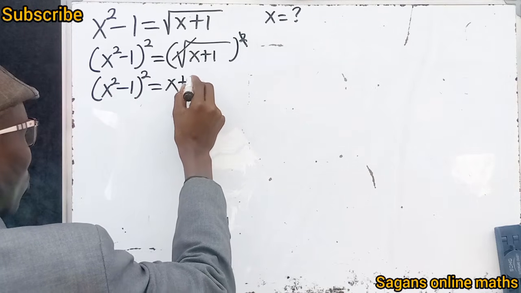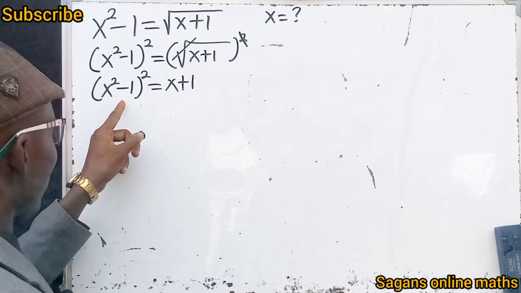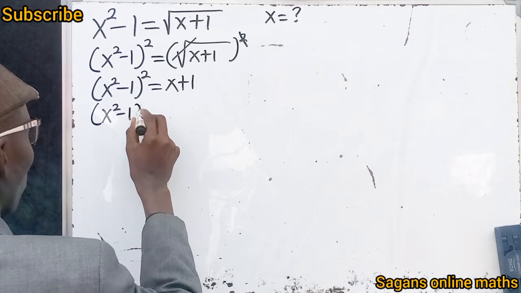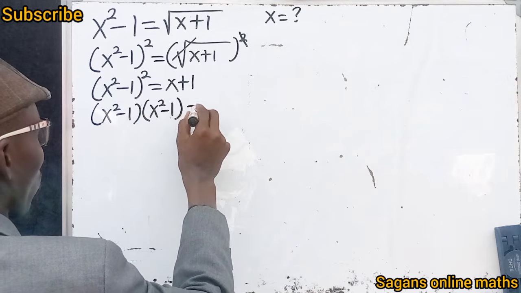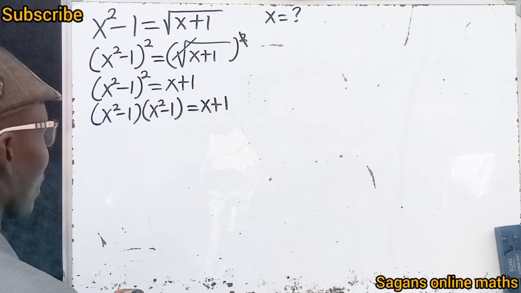Now, let's open this parenthesis. Okay, let's open this parenthesis. What this is: (x^2 - 1), okay, times again (x^2 - 1), all this equals x plus 1. Wow, this is amazing, right?